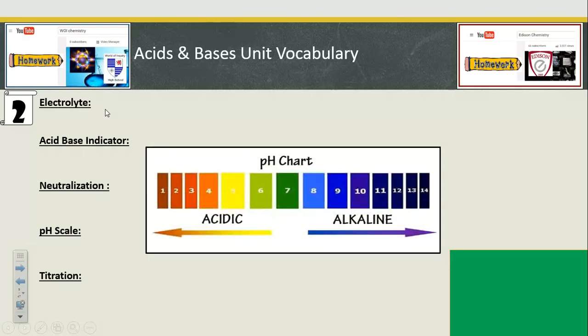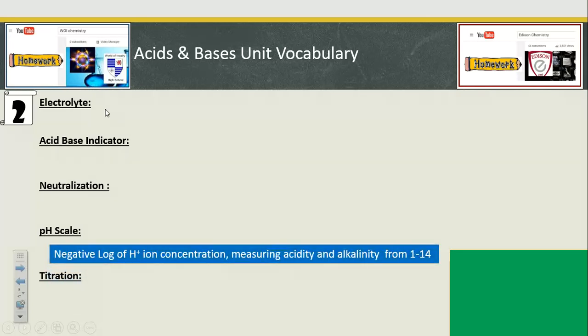The pH scale is something you're probably already familiar with. It's a scale that goes from 1 to 14. And in chemistry, it's the negative log of the H plus concentration that measures acidity and alkalinity from 1 to 14. We're going to relate concentration to the pH scale in a later lesson, and that is what the pH scale is really trying to show us, the concentration of acid or base, not necessarily just the number. The pH number doesn't mean much unless you convert it into concentration, and that's what chemists love to do.